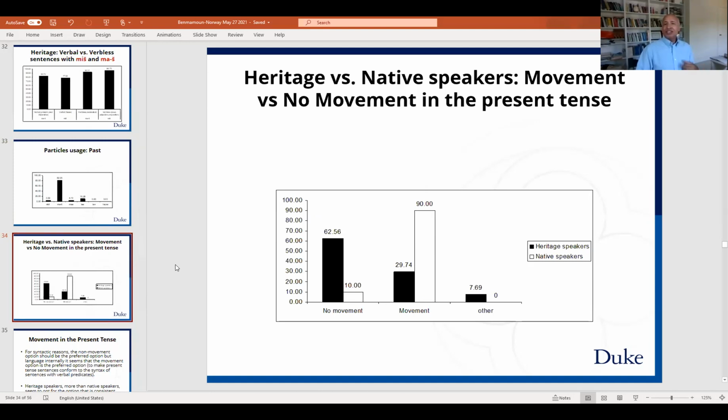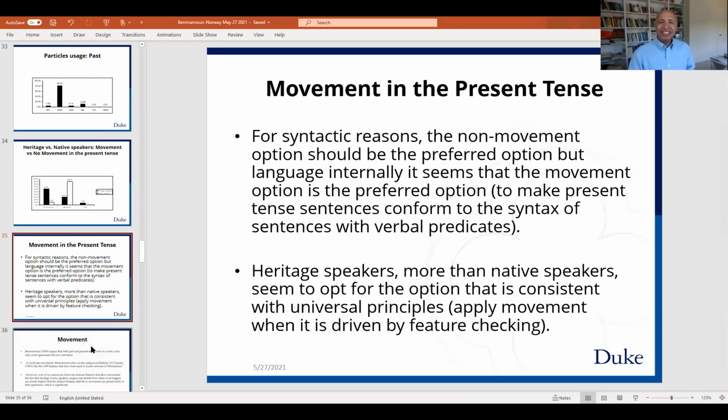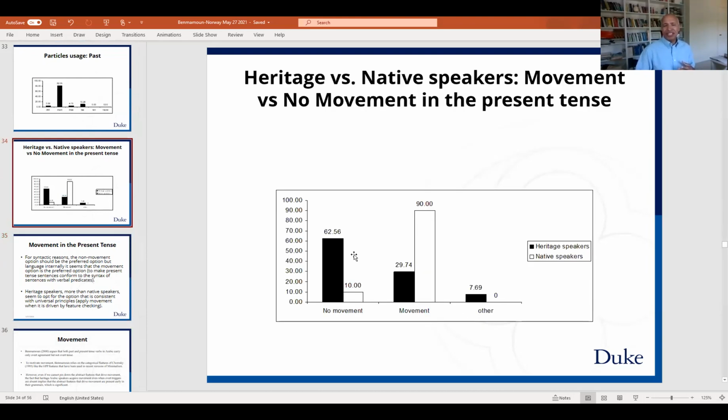I showed you the past tense. So why is that? Well, let me just provide some take on it. Now, for some syntactic reasons, I think the non-movement option should be the preferred option. For language internal reasons, in some of my work I have argued that in the present tense in Arabic, there are no features that drive verb movement. I provided a number of arguments for that, unlike the past tense, and I called them verbal features, like Chomsky 1995. But the idea is that the expectation is that there should not be movement.